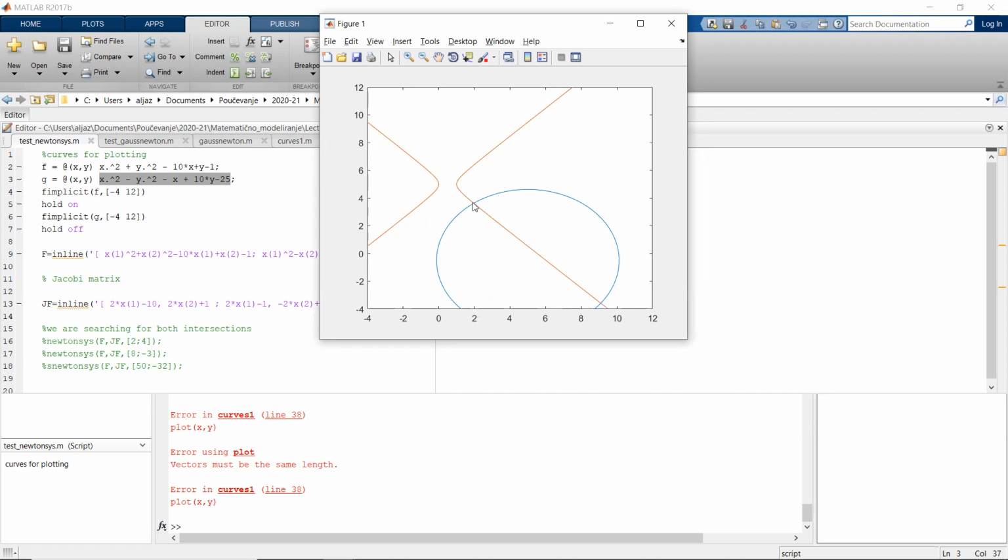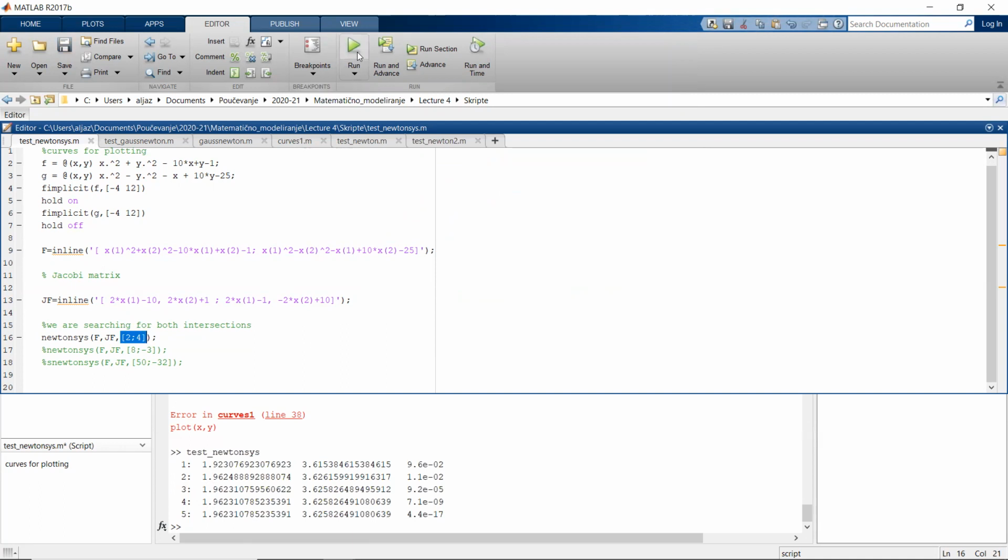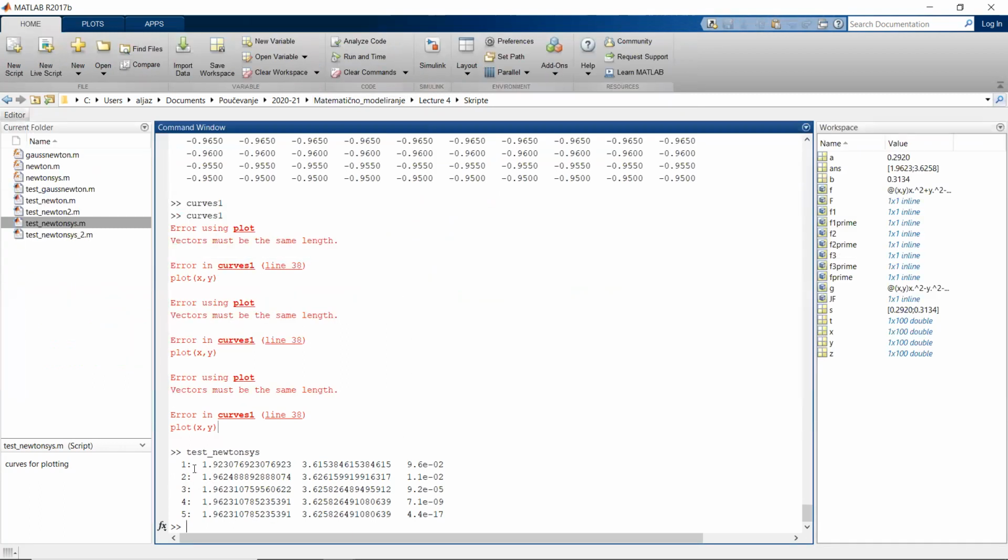And we can see that the first intersection has coordinates approximately 2, 4. So let's try to use Newton's method with the initial approximation x is 2 and y is 4. This is my function as an inline function, and this is the Jacobian matrix. And we will use Newton's method for initial approximation 2, 4, and see what we get.